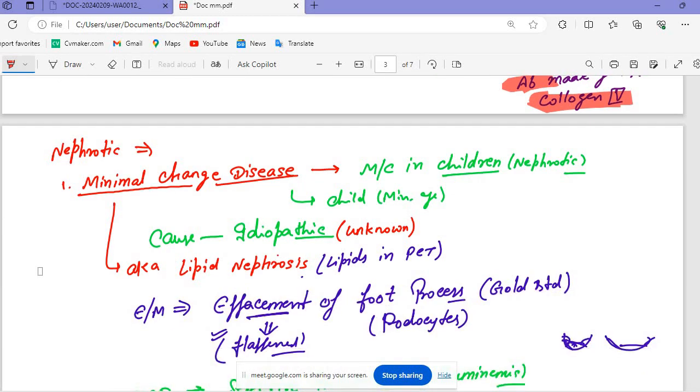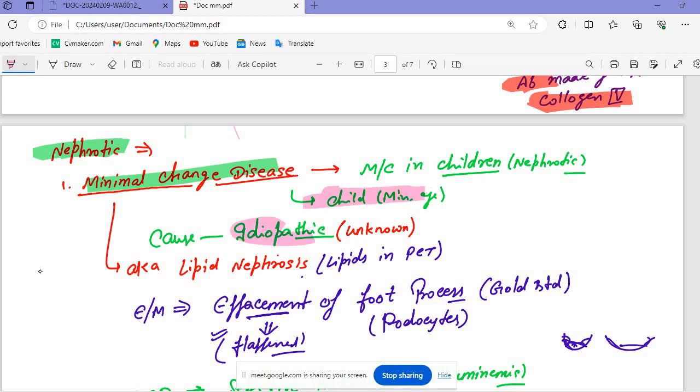This one was the nephritic syndrome, where we studied PSGN. Then we have nephrotic syndrome. In nephrotic syndrome, we will have minimal change disease. Minimal change disease, remember, means minimum changes, and minimum means most common in children, since children are the minimum age.